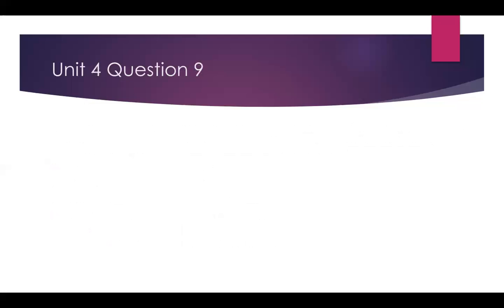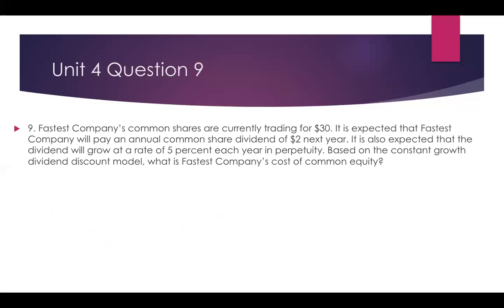Starting with question 9. Fastest company common shares are currently trading at $30. It is expected that Fastest company will pay an annual common share dividend of $2 next year. It is also expected that the dividend will grow at a rate of 5% each year in perpetuity. Based on the constant growth dividend discount model, what is the Fastest company cost of common equity?